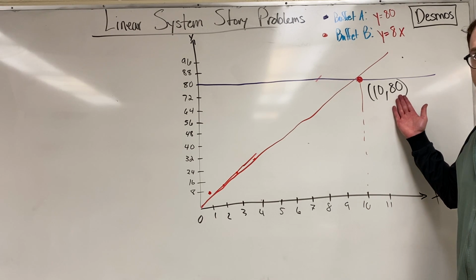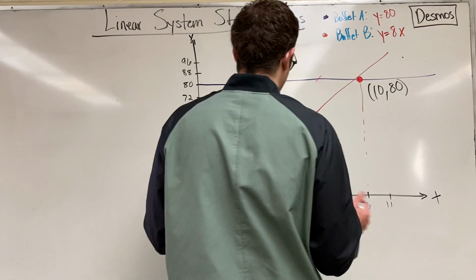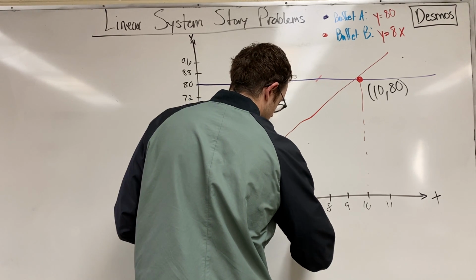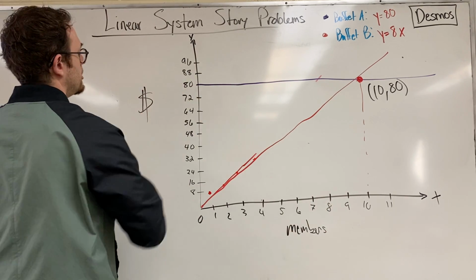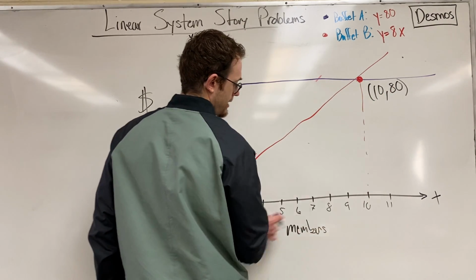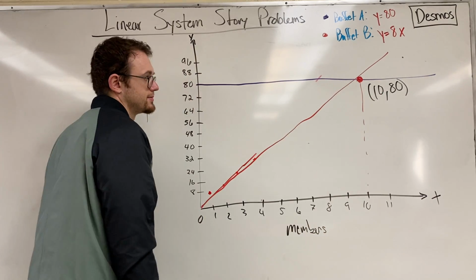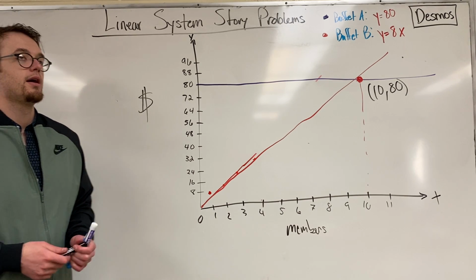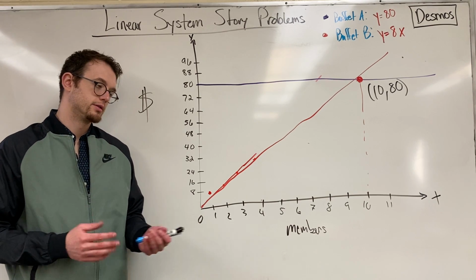Is it 80 family members? Remember, when my students did their story problems, I had them label. So this would be members. And this would be money. So X is members. All right, so 10 members. The answer you put in would be 10 members. All right, if I had asked how much money would they cost the same at, the answer would be $80.